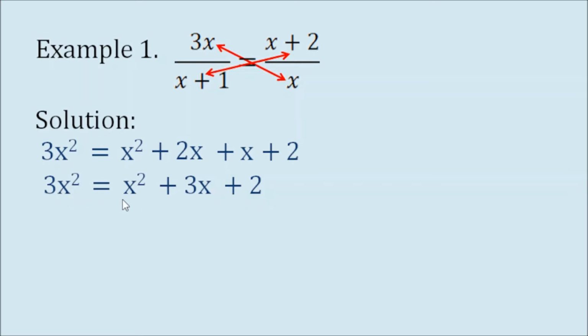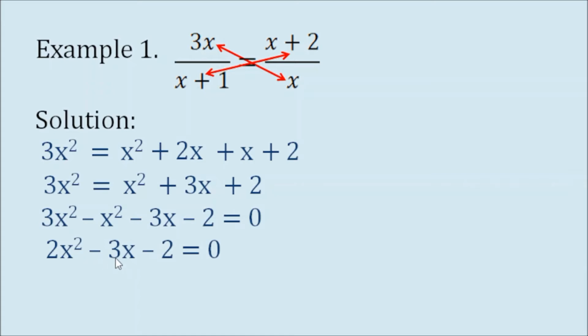Now we have a quadratic equation. We are going to make the right hand side of our equation equal to 0. So to do that, we subtract this trinomial from both sides of the equation. So we will have 3x squared minus x squared minus 3x minus 2 equals 0. And we can simplify this part here, 3x squared minus x squared. So that's 2x squared minus 3x minus 2 equals 0.